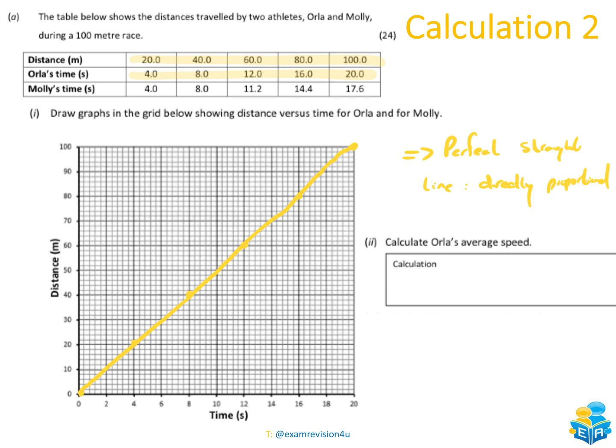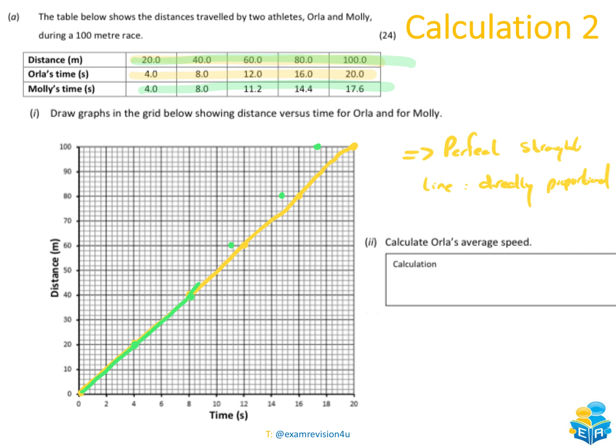Now we're going to look at Molly. So slightly different. After 4 seconds, we'd done 20 metres as well, which is the same. After 8 seconds was 40, which is the same. But now we have 11.2 seconds to travel 60 metres. So 11.2 is going to be somewhere around here. And then we have to go up as far as 60 metres. So somewhere around there. 14.4 for 80. And 17.6 for 100 metres. So somewhere around there.